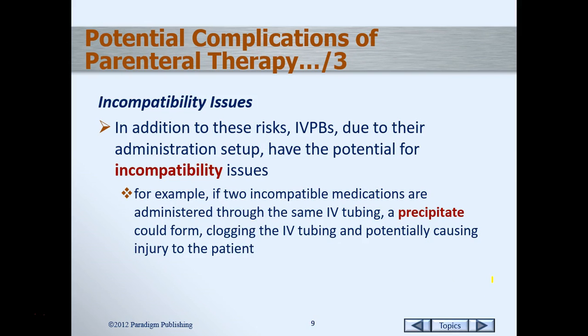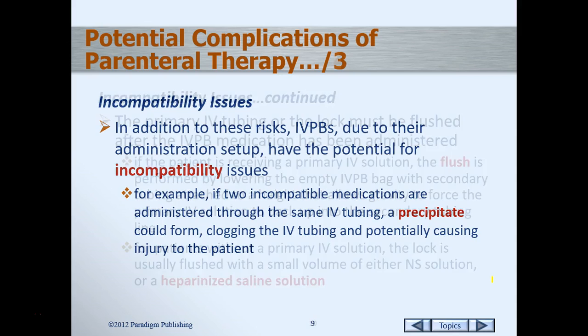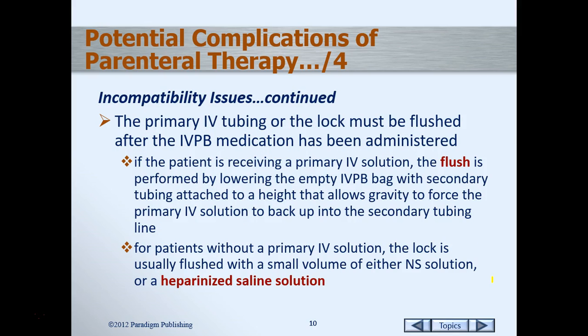Like with a large volume parenteral solution, incompatibility is also a concern with your small volume parenterals. In addition to the risks, there are incompatibility issues, so we usually piggyback these onto another line. Incompatibilities are potentially more common. We want to make sure that a precipitate doesn't form that could clog the tubing and cause injury to the patient. The primary tubing or the lock must be flushed after the piggyback administration.